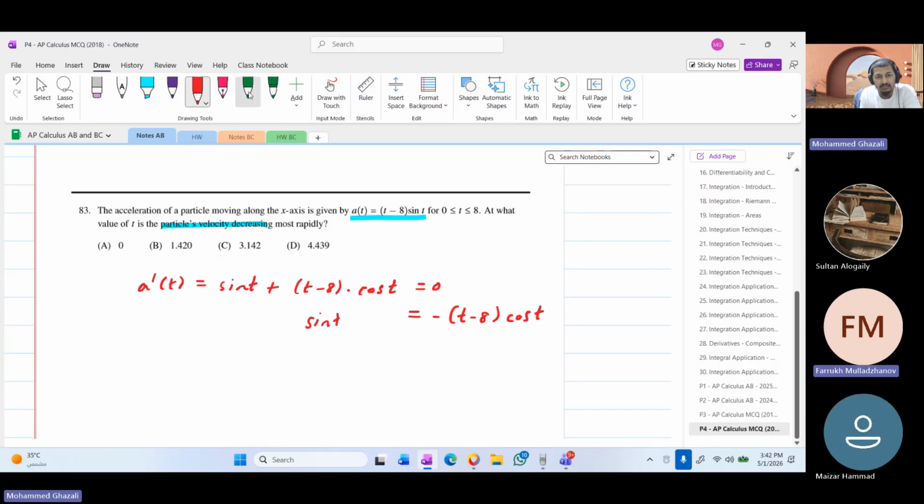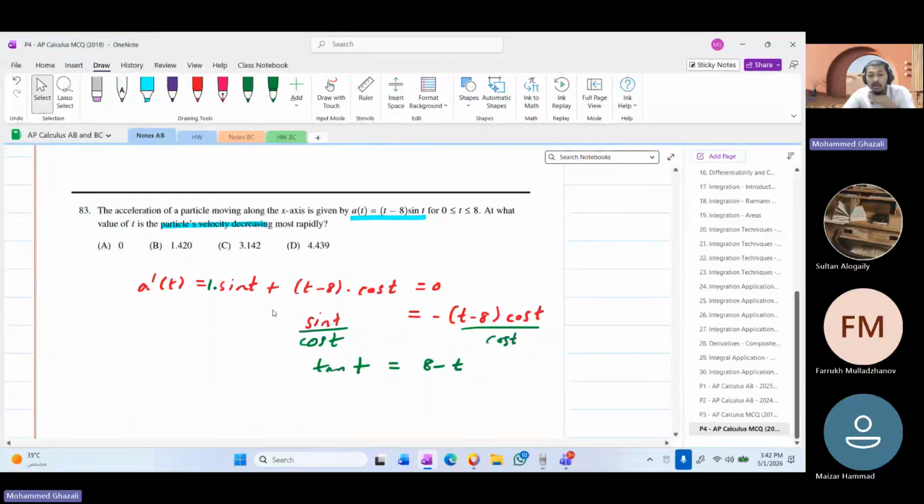Wait a second. In the beginning you use the product rule, yeah, product rule. But where is the derivative of t minus 8? Ah, 1. Yeah, I see. I didn't see. Right, so let's divide both sides by cos t. So you're going to get tan t is equal to negative t minus 8, so tan t is equal to 8 minus t. I just switched it around. Solve this equation and give me a value for t.